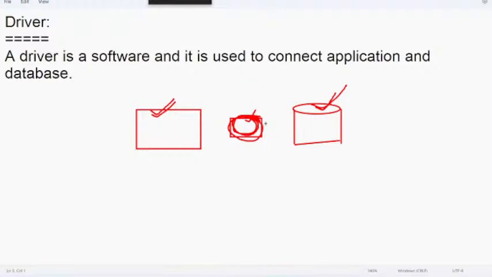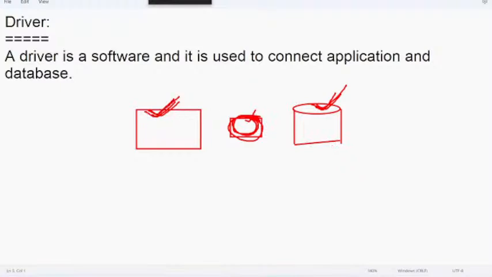Suppose this driver is not developed by Sun Microsystem, not developed by Oracle Corporation, and any other company developed it, that is called third party. Fourth party will not be there, only third party. Other than these two companies, third party. Like front end developer, if it is developed, means first party. Back end developer developed means second party. Other than these two companies, if they develop, that is called third party.